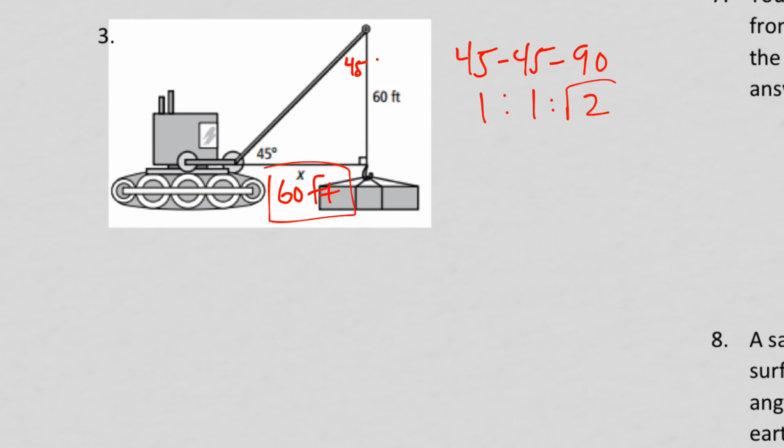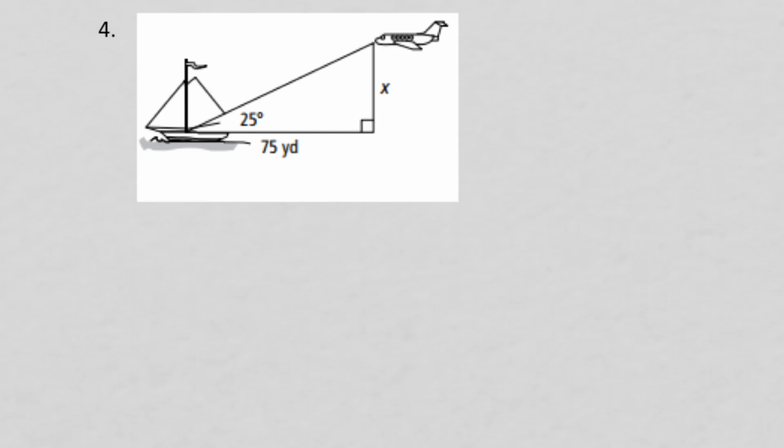But again, if that is not obvious to you in the beginning, you could still use SOHCAHTOA and find the answer that way. Number four. In this case, here's a scenario of a sailboat and an airplane. If you think about the angle of elevation from the boat to the plane, then you can use this information to figure out how high the plane is.